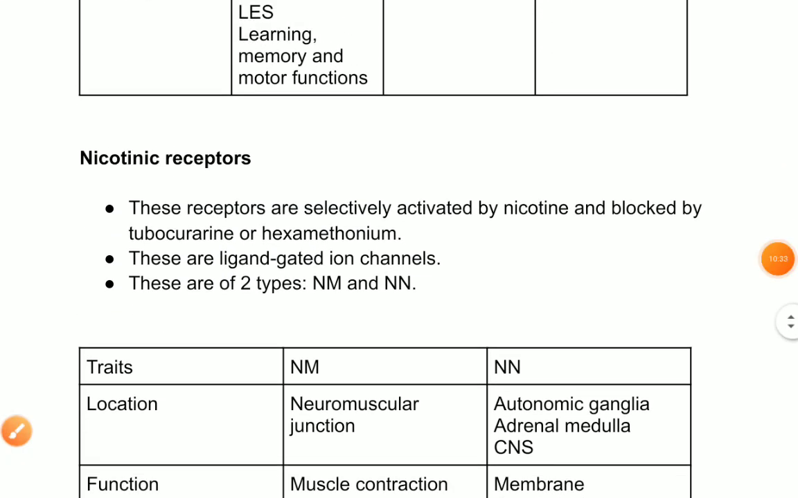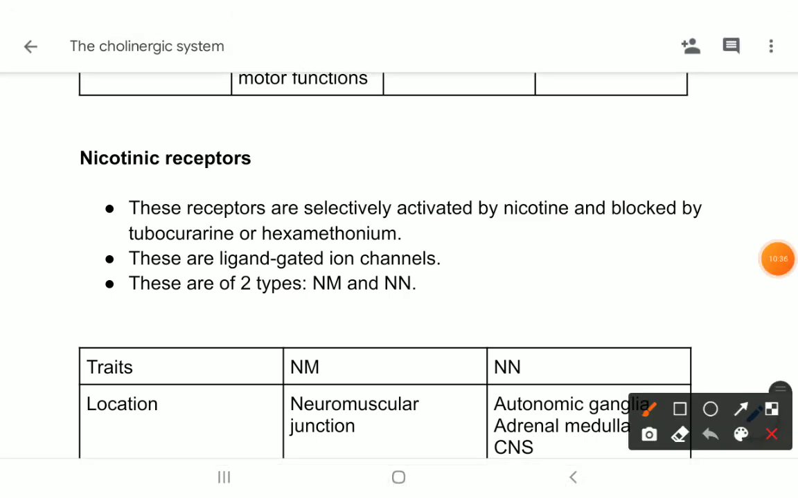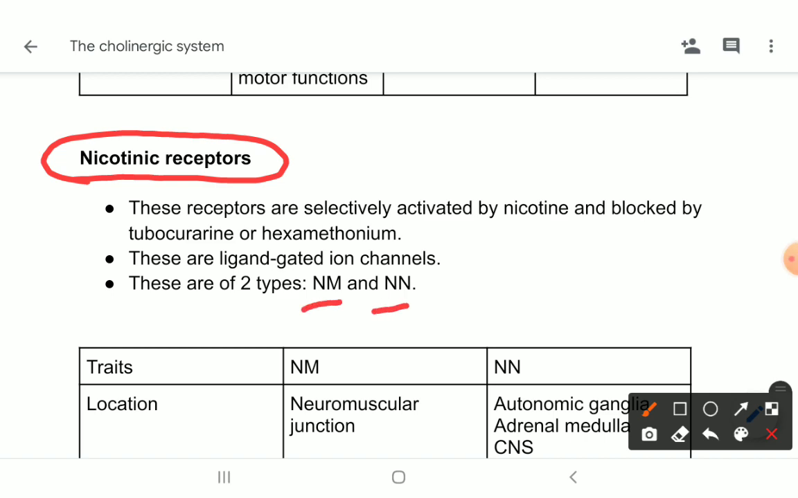Let's come to nicotinic receptors. There are two types of nicotinic receptors. One is NM, another is NN. NM is for muscle and NN for neuron. So these receptors are selectively activated by nicotine and blocked by tubocurarine or hexamethonium, and these are ligand gated ion channels, as I have mentioned already.